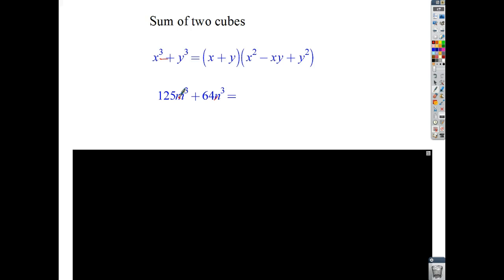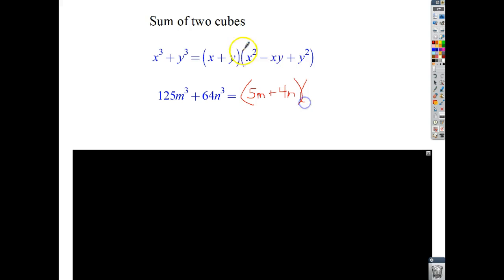Okay, I'm going to have to just end up using the mouse here, so you're going to have to pardon my writing. It's about to get real messy. This x cubed, this x is the cube root of this. So what we're going to get here is 5 times m. And then I'm looking at 64n cubed, and the cube root of that is going to be plus 4n. And then we're going to multiply it.